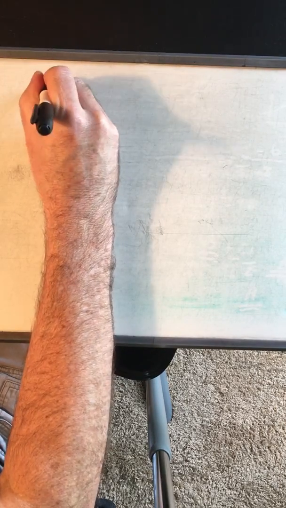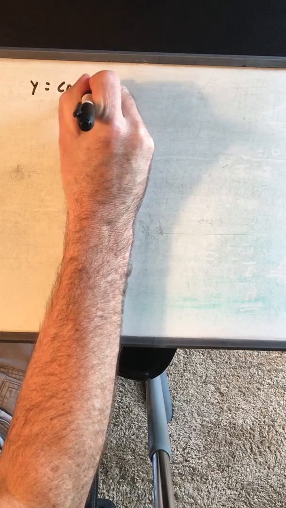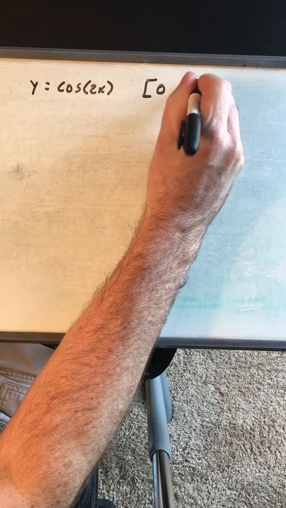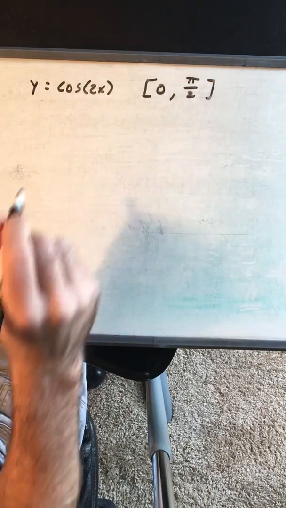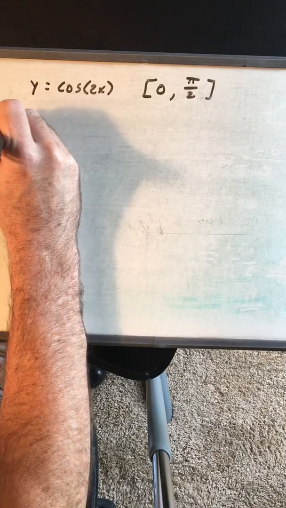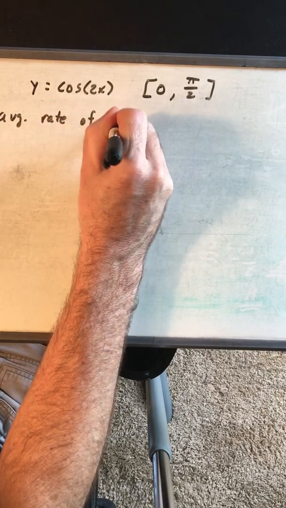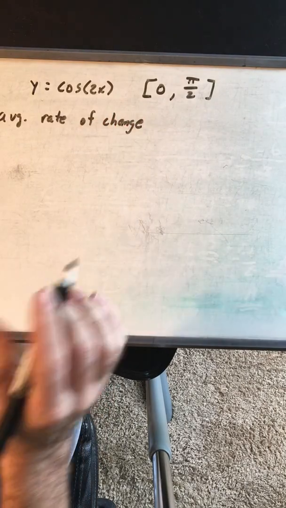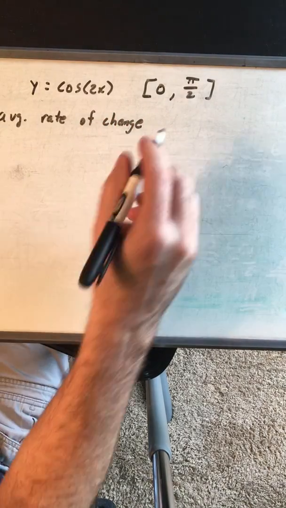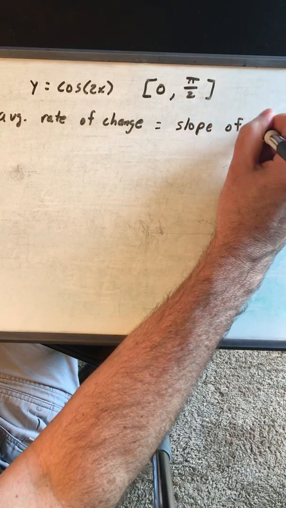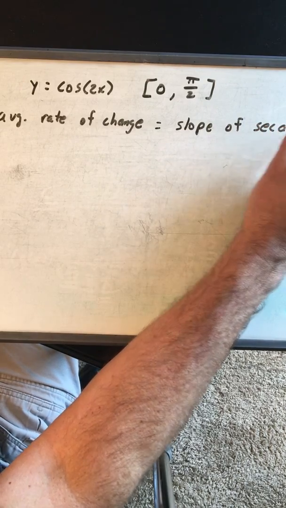Number 12. All right, we have y is equal to cosine 2x. The interval is 0 to pi over 2. What is the average rate of change? Well, average rate of change, it's not instantaneous. Instantaneous rate of change is where you take the derivative. The average rate of change is equal to the slope of the secant line.